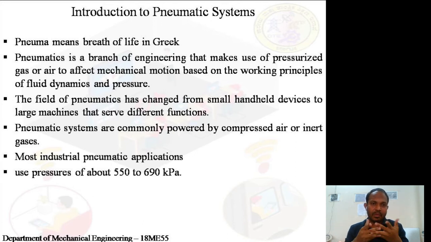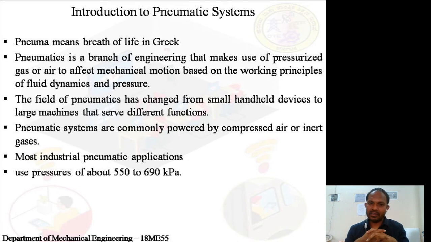In general words, pneumatics is a branch of engineering which studies pressurized gas or air to affect mechanical motion based on the working principles of fluid dynamics and pressure. Basically, what does fluid power mean? Fluid power is one wherein we use mechanical energy to convert to fluid power, and from the fluid power, once again we extract mechanical power. So that is what fluid power systems are all about.